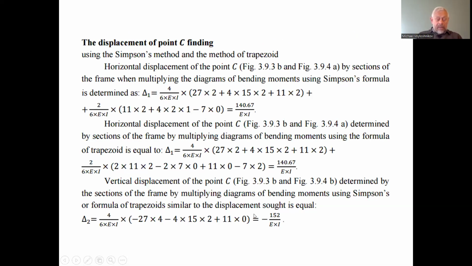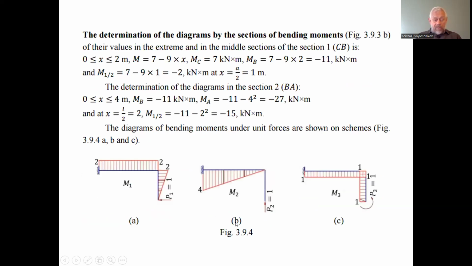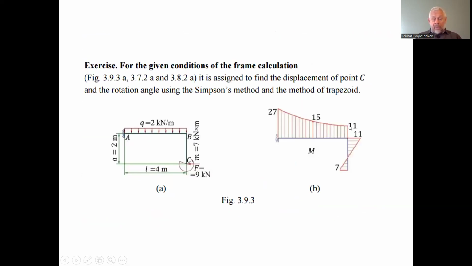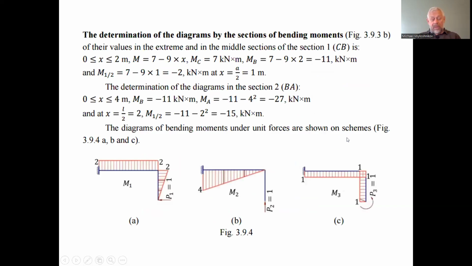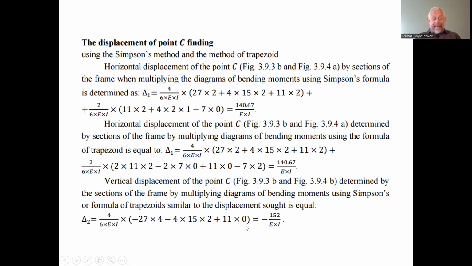And we have +11 product by 0. 11, we have here the ordinate on the next end, the product by 0. 0 is because we have here. We don't use the sign. This is the magnitude of the diagram of the bending moment at the action of the unit force applied upward to the point C. And we don't use the minus sign, as for 0 it is not so important whether it is minus or plus.